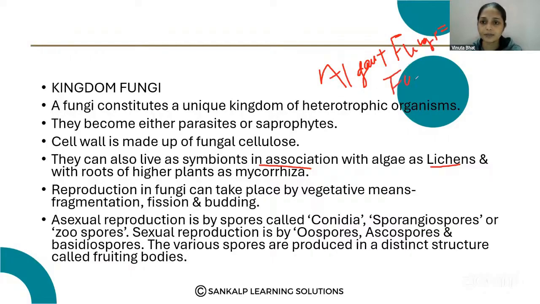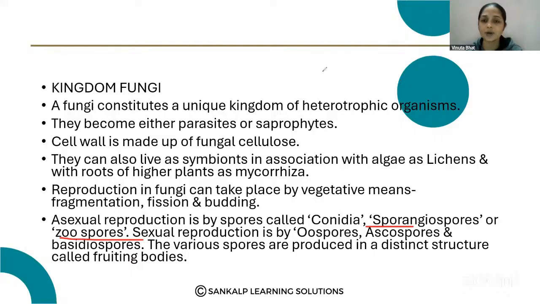Fungi associated with the roots of higher plants, that association is called mycorrhiza. So what is lichen and what is mycorrhiza, that is very important. Reproduction may be by fragmentation, fission, and budding. Asexual reproduction takes place through conidia, sporangiospores, and zoospores.